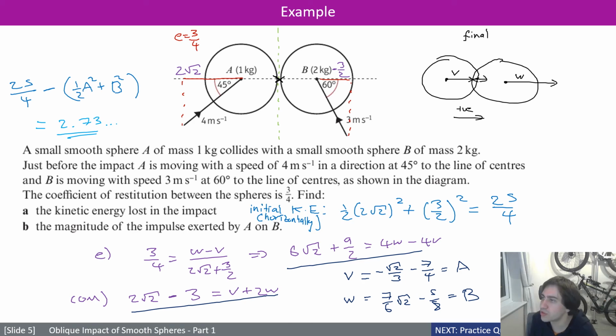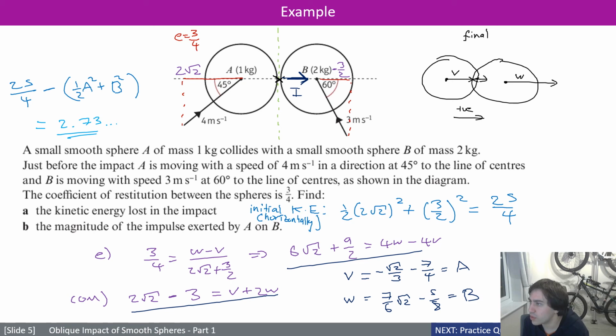So remember, impulse goes along the line of centres. By A on B, so we're looking at that direction. It's this one here. So what is this I? In other words, what's the change of momentum of B? And the change of momentum of B, well, this is actually easy because we've just stuck with horizontal, haven't we? So we've got that W there, which is the final velocity of B. And we're just going to take that away. From that, we're going to take away the initial.